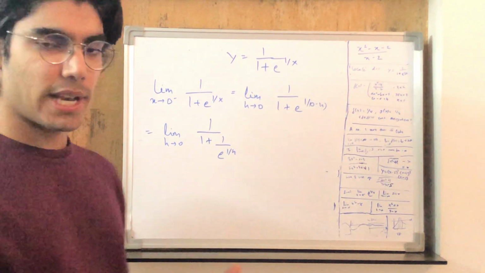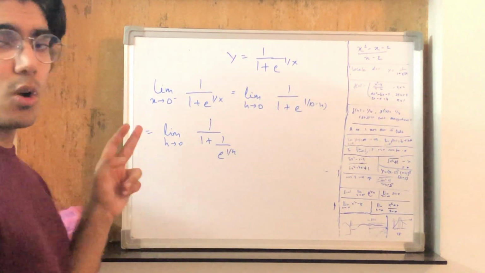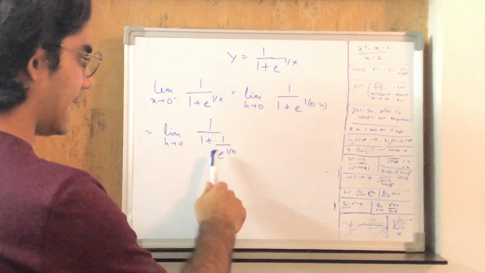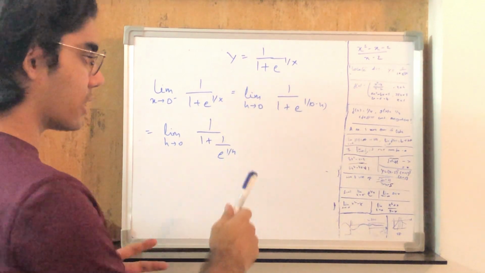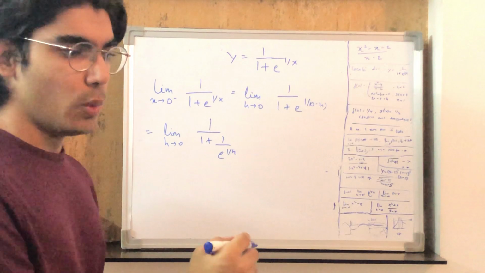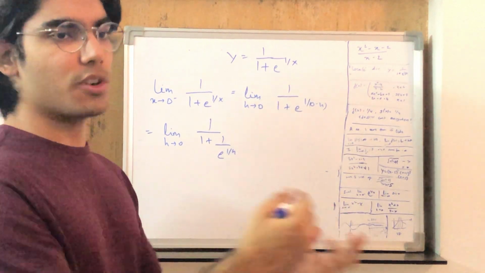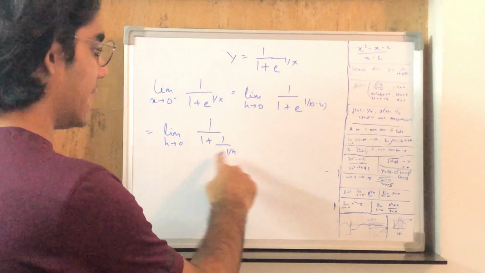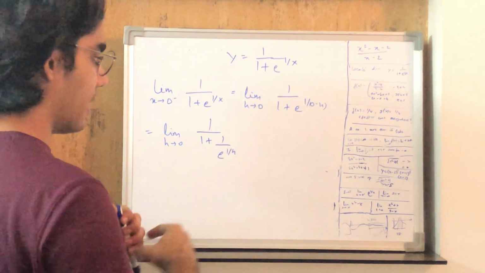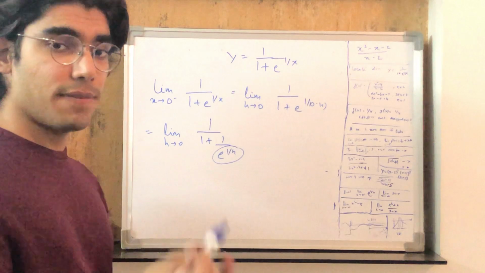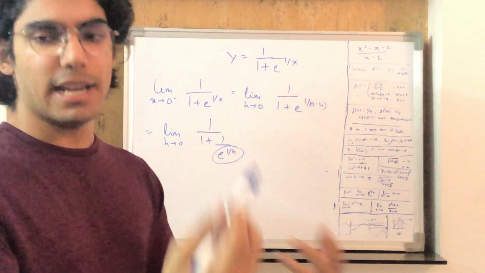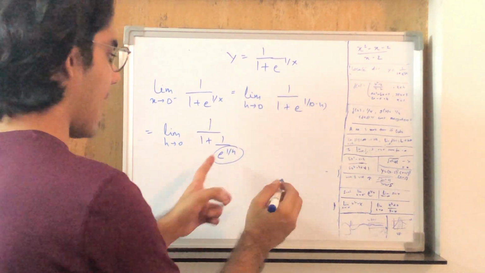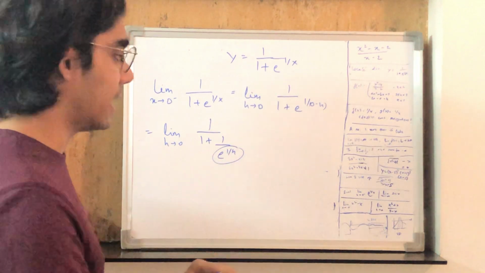Now, let's see what happens when h is tending to 0. When h goes to 0, e to the 1 over h is going to be e to the 1 over 0, which is e to the infinity. 1 over 0, limits tell us, is infinity. And e to the infinity is infinity. So I have this value being infinity.